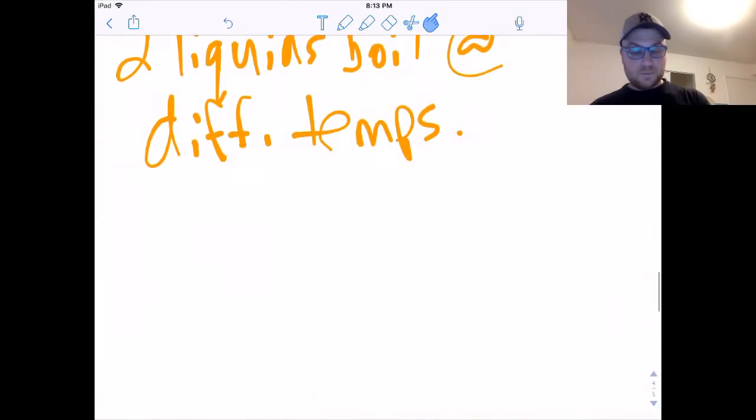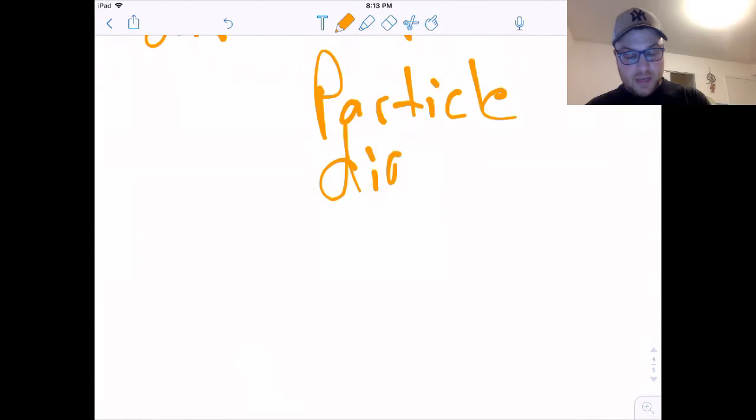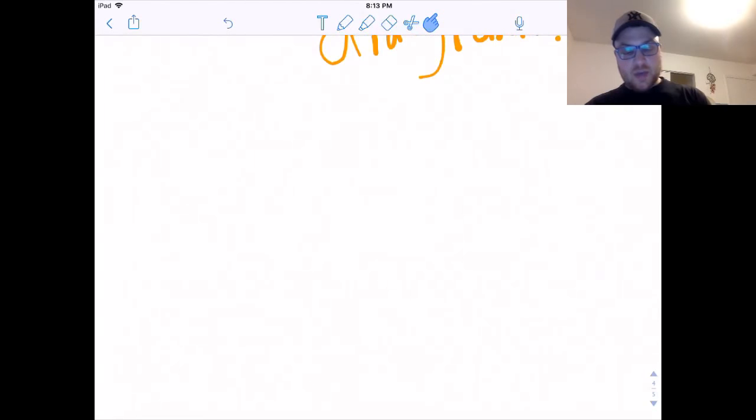The other thing you're going to see a lot is particle diagrams. This is from a while ago. So this is when you have to draw in a box, you know, what does this element look like as a liquid? What does this element look like as a solid? So I'm going to start with drawing particle diagrams of the different phases: solids, liquids, and gases.